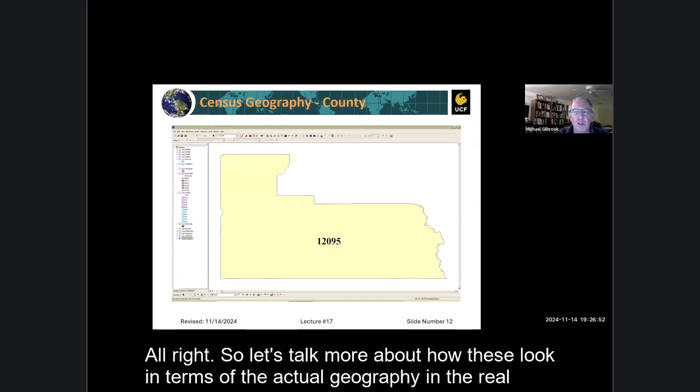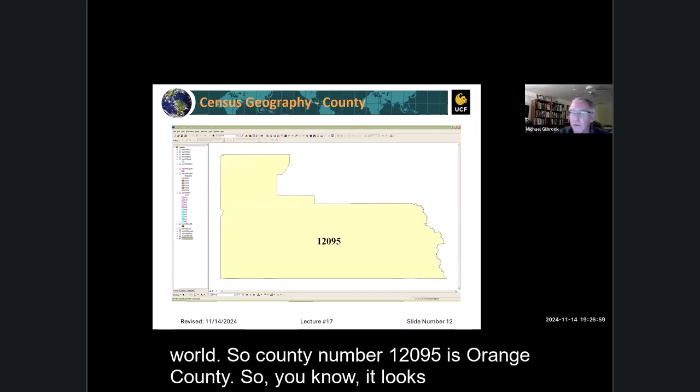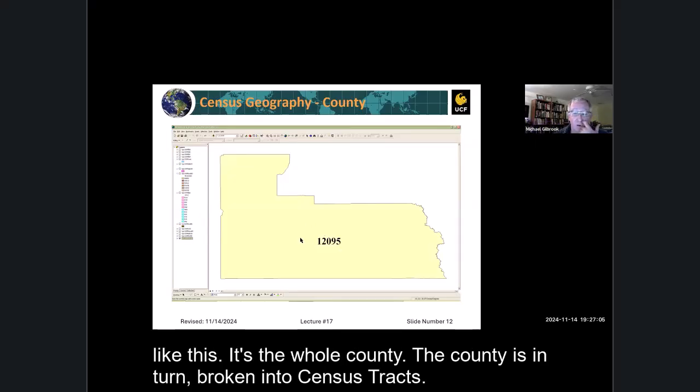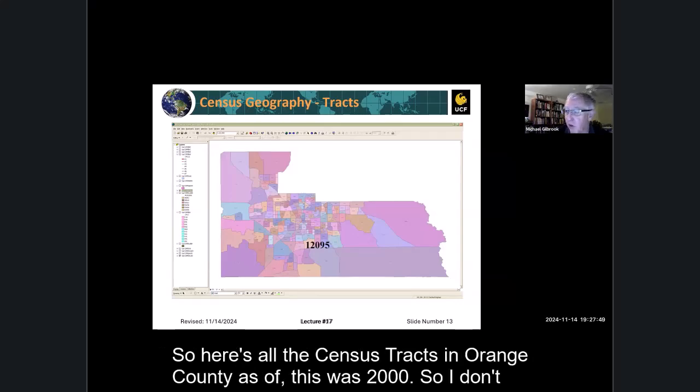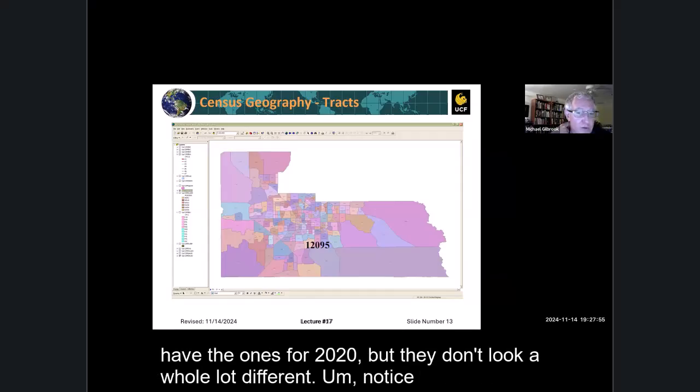All right, so let's talk more about how these look in terms of the actual geography in the real world. So county number 1295 is Orange County. It looks like this. It's the whole county. The county is in turn broken into census tracts. So here's all the census tracts in Orange County as of 2000. I don't have the ones for 2020, but they don't look a whole lot different.